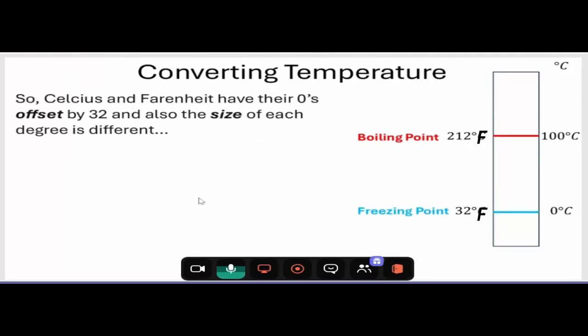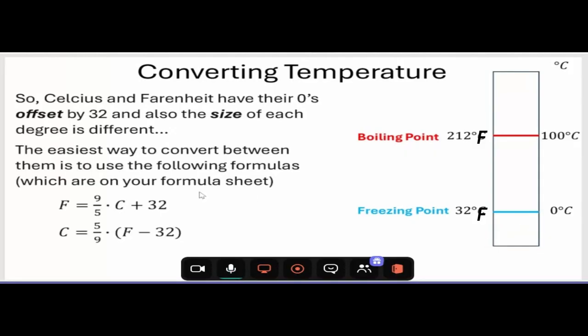Okay, so Celsius and Fahrenheit have their zeros offset by 32, and the size of each degree is different, right? So the freezing point is 0 for Celsius, 32 for Fahrenheit. So 0 Fahrenheit is down here somewhere, 32 away from 0 Celsius. And the easiest way to convert between Fahrenheit and Celsius is actually just to use these two formulas, which are again on your formula sheet. If you have been given the degrees Celsius, use the first formula, plug it in for C, calculate F. If you have been given the degrees Fahrenheit, use the second formula, plug it in for F, find C.